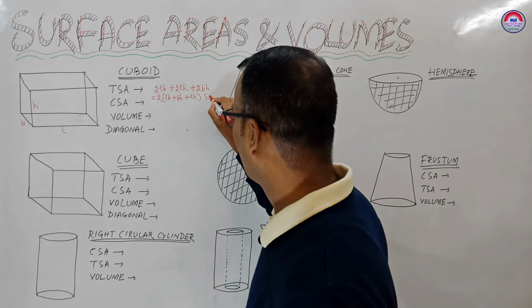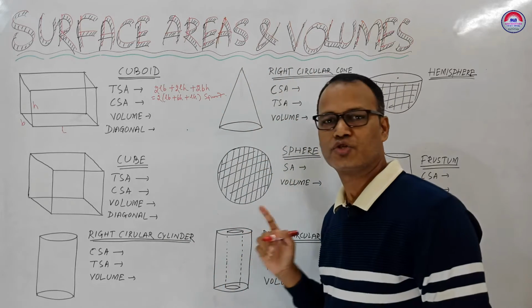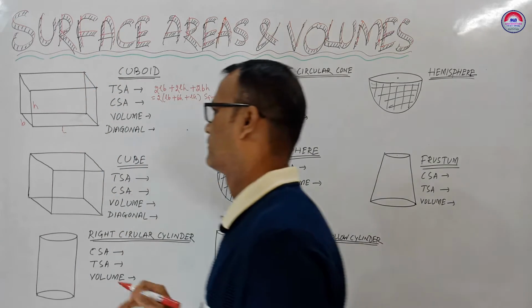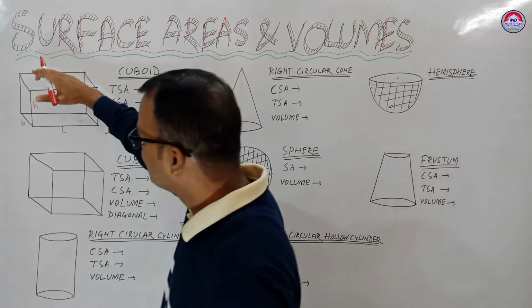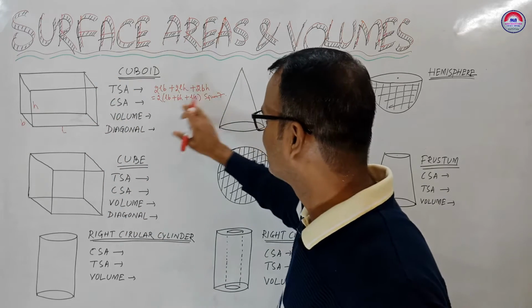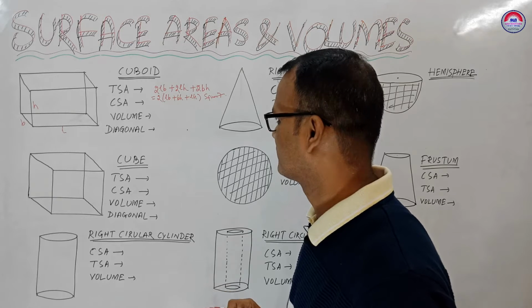And we write in square unit because area is always written in square unit. This is the total surface area of the cuboid. All the surfaces here are rectangle shaped, so there are 6 faces. Add them. The total surface area is equal to 2 into (LB plus BH plus LH).